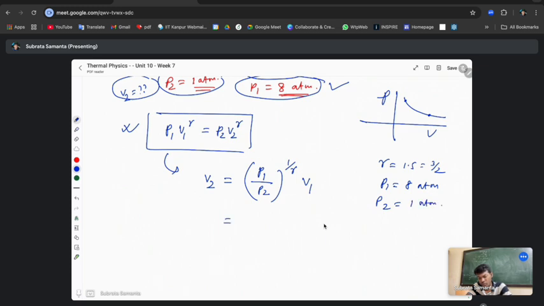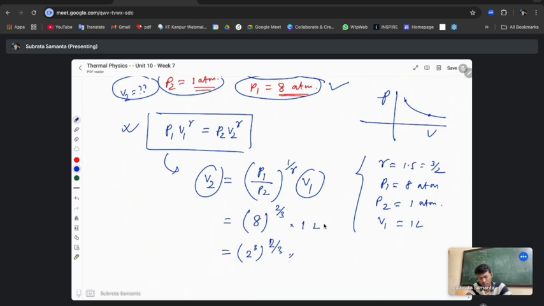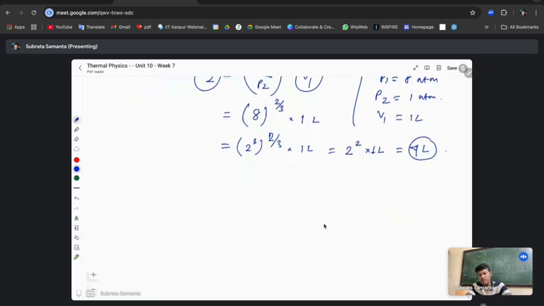So that means V2 is, this is the ratio, it's dimensionless, so this is basically 1 liter, V1 is 1 liter. So that means 8 to the power 2 by 3 times 1 liter. We can write 8 as 2 to the power 3, and then 2 over 3 times 1 liter. So this is basically 2 squared times 1 liter, so it's 4 liter, right? So this is 4 liter.